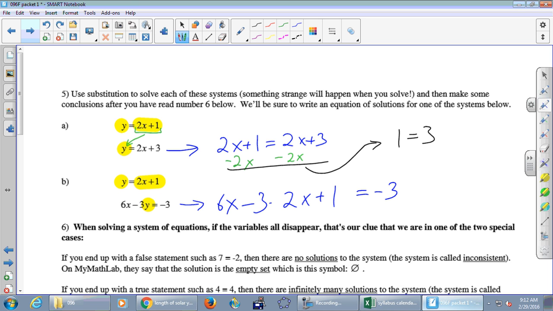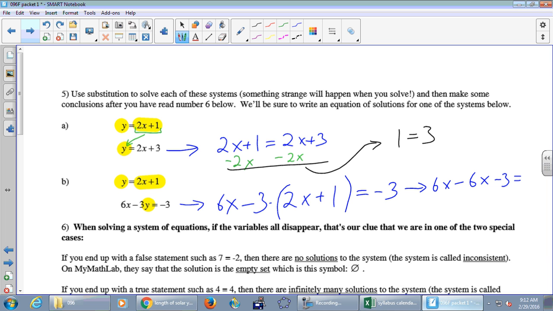I have made a mistake on the board. Do not make that mistake. So correct my mistake on your paper. What's my mistake? Parentheses. Gotta have it. Okay, let's distribute that negative 3. So we go 6x. And distributing the negative 3 first becomes negative 6x. And then distributing the negative 3 is negative 3 equals, right-hand side copied, negative 3. On the left-hand side, combine like terms. What's the resulting equation?